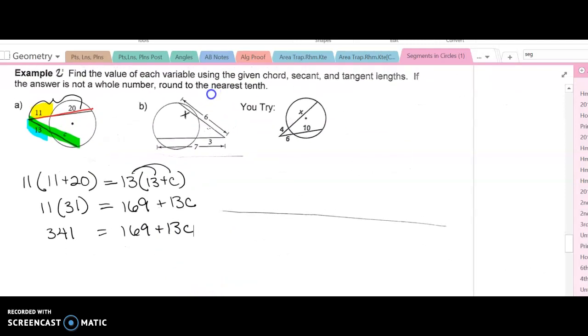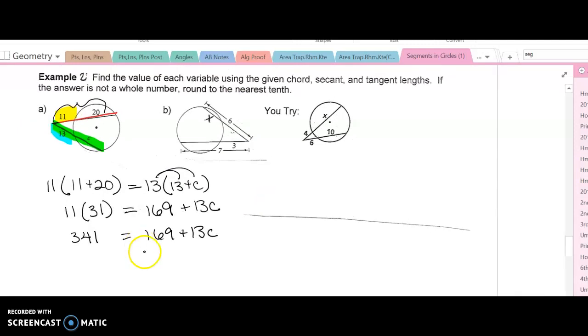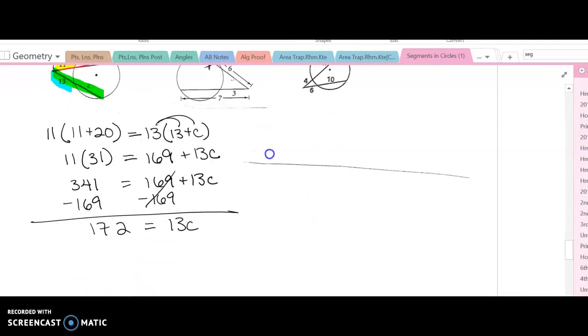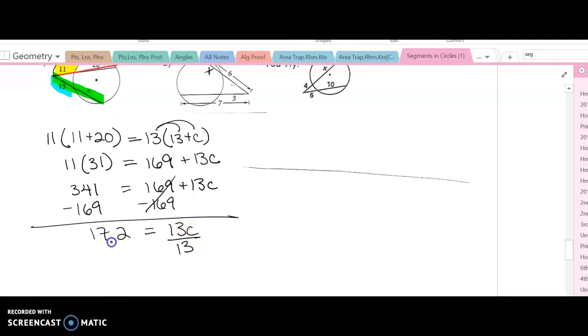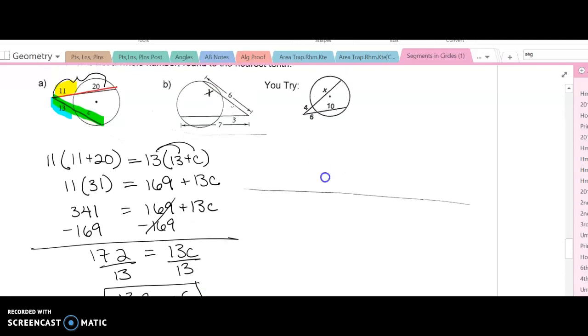Again, we're just solving an equation for c here. So I'm going to subtract 169 to get 13c all by itself. So we get 13c equals 172. And then the last thing would be to divide both sides by 13 to get c by itself. And that comes out to be, to the nearest tenth, approximately 13.2. Okay, that one was not too bad. This next one is a little more tricky, so let's take a look at that one.